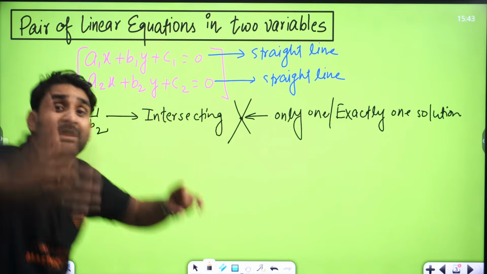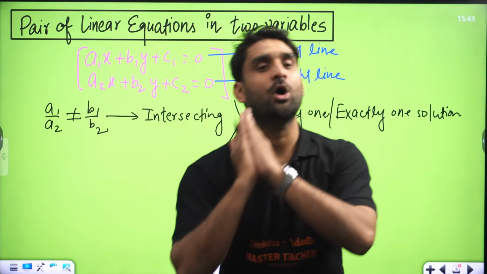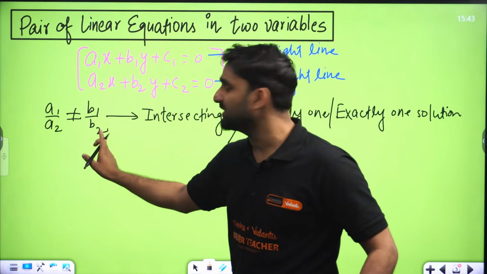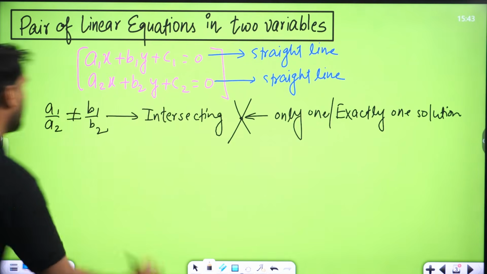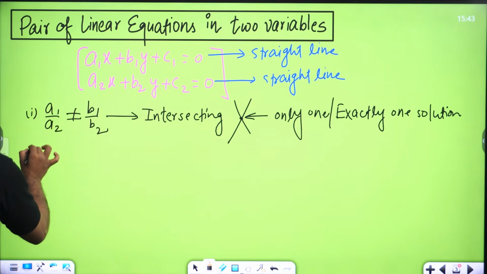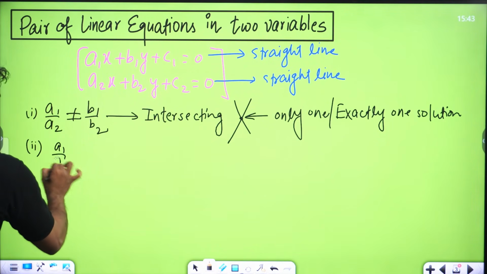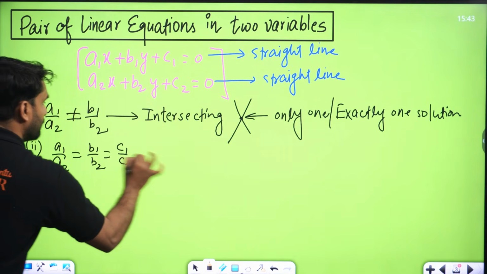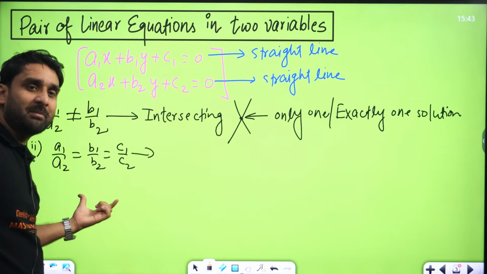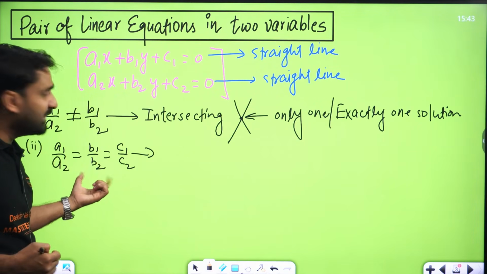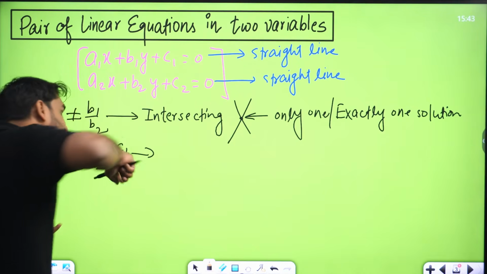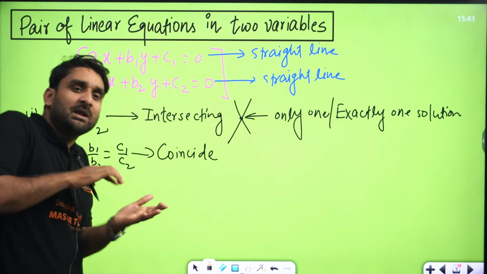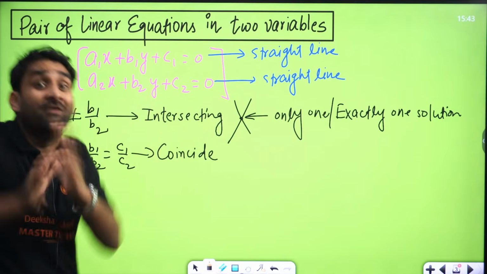And how can you identify whether the lines will be intersecting or not? By verifying this: if this condition is fulfilled, then we can say the lines are intersecting. The second condition: if a1 by a2 is equal to b1 by b2 and it is also equal to c1 by c2, then this is the coincident condition. It means both the lines will be on each other, overlapping each other.